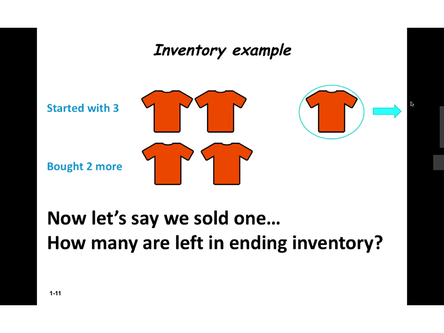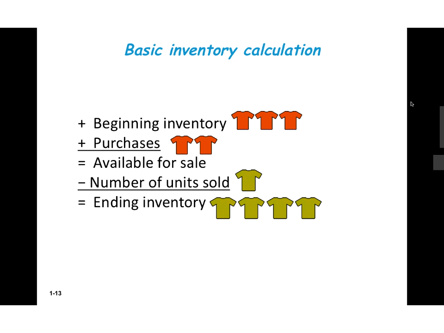Well, how many we have left in inventory, that's pretty easy. We can visually see it. We can see we have 4 left, right? So we took what we started with, we added how many we purchased, and then we subtracted the one we sold. So we have just applied a formula without even thinking about it, right? Because we know we started with 3, we bought 2, so we had 5 available, we sold 1, we've got 4 left. Okay, that is a formula for inventory.